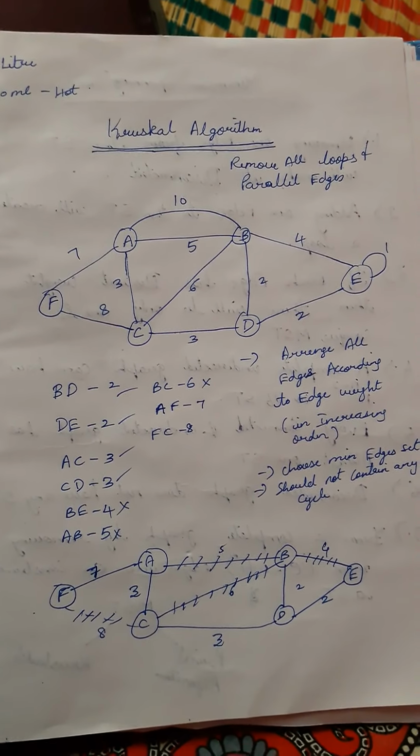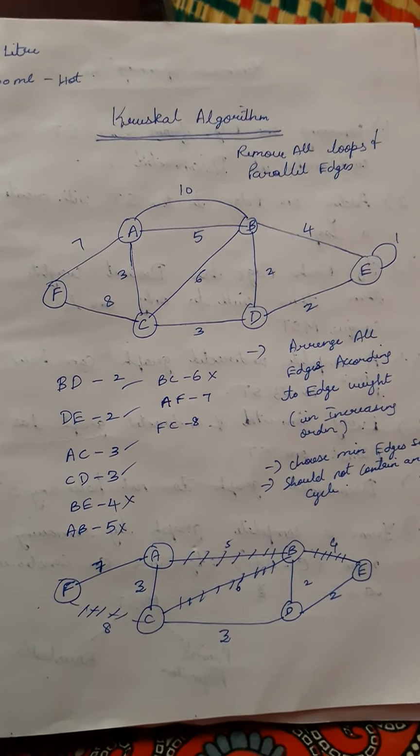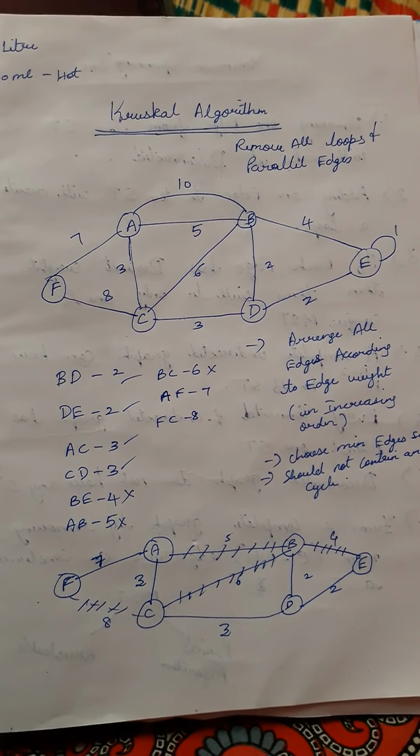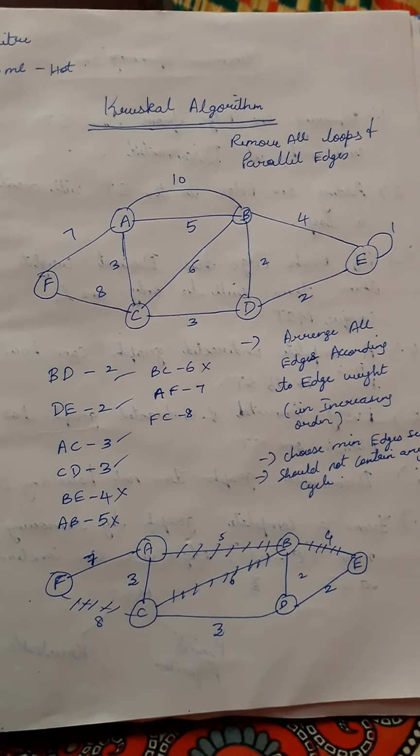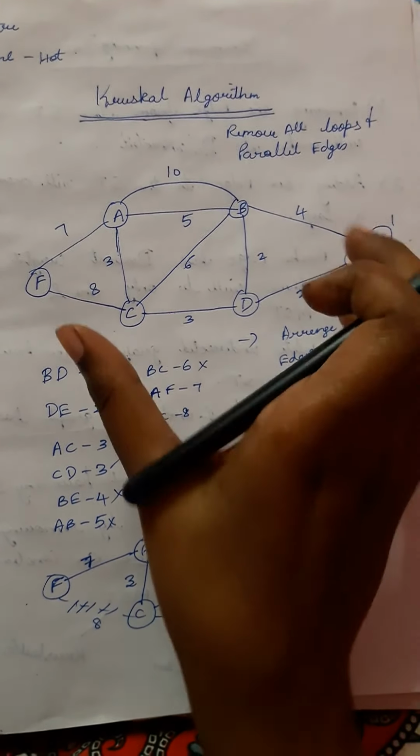The topic we are on is the minimum spanning tree. I said before that there are two types of minimum spanning tree algorithms: Prim's algorithm and Kruskal's algorithm. Now we are going to see Kruskal's algorithm. There is an example given.